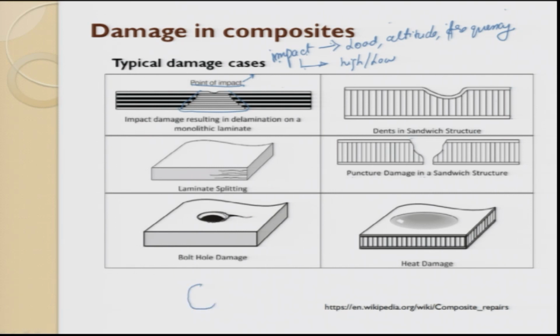Generally, when a hole is drilled, there is a possibility the cracks will go in the lateral direction. So, this is a bolt hole damage, and the other one is heat damage. This is basically because of the heat getting applied to a sandwich structure; the polymer resin in that area gets heated and it forms a damage. So, these are the different types of damage which are common in composites.